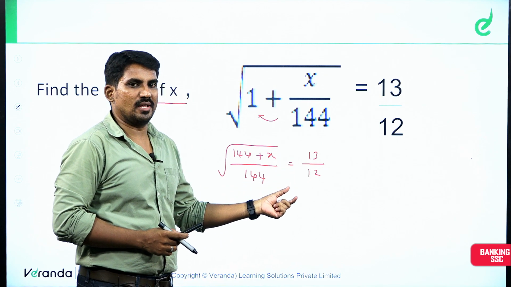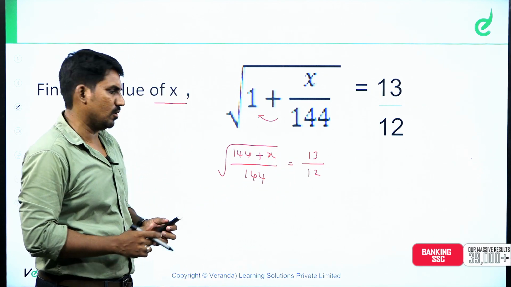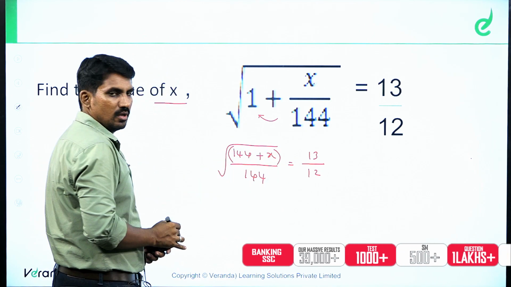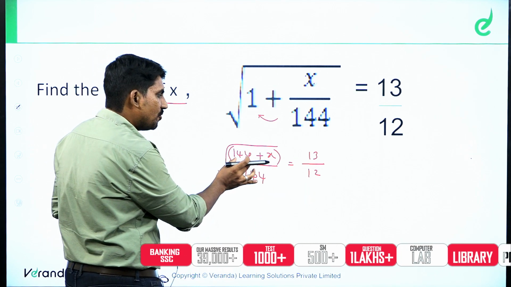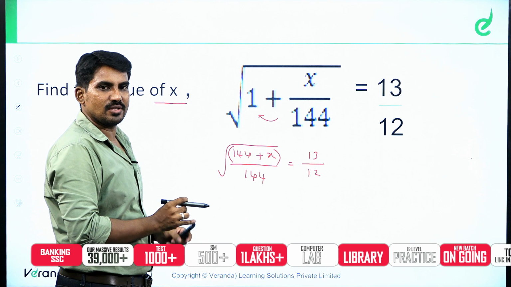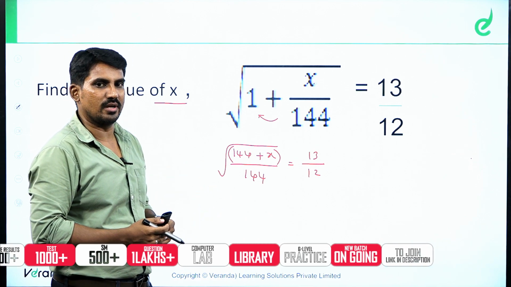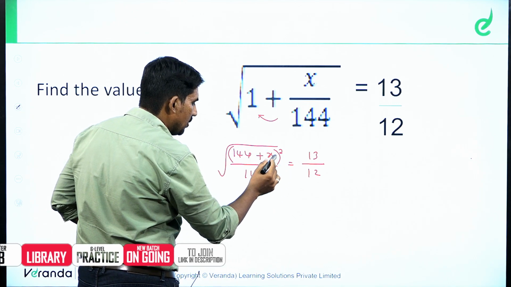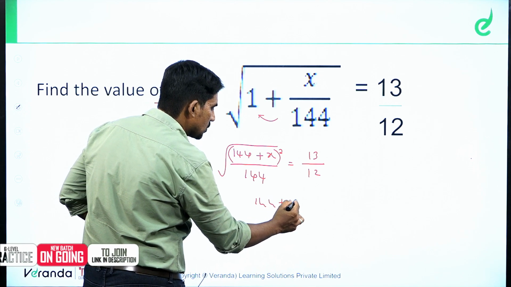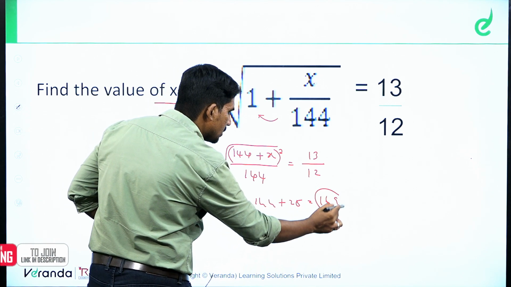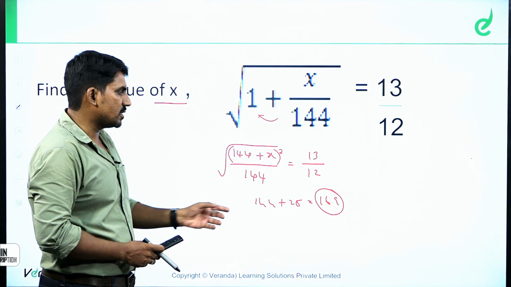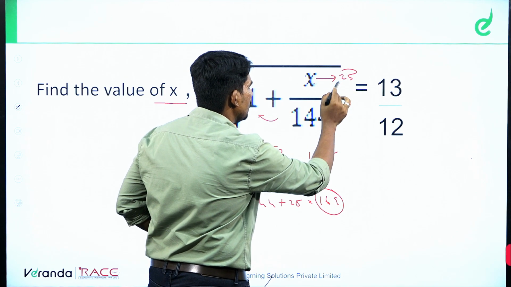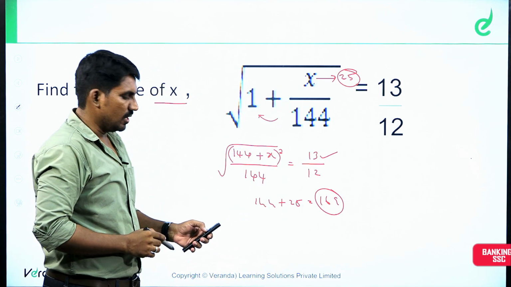So, root of 144 plus x divided by root of 144 is equal to 13 by 12. Now, we can apply the root to this value also, and this value also. Root 144 is 12. 144 plus which number do we get? That root value is exactly equal to 13. Therefore, when we substitute 25 instead of x, 144 plus 25 is nothing but 169. Right, 169. What is the root of 169? Exactly matches 13. Therefore, we can say the result is 25. X value is 25.